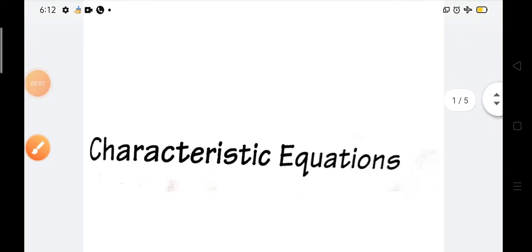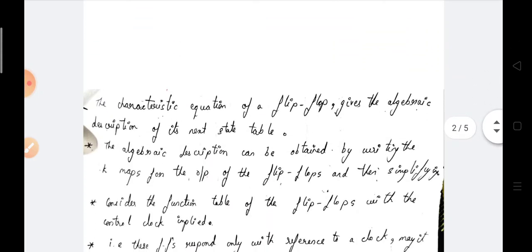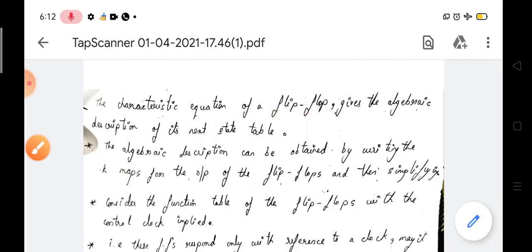We'll continue with the characteristic equations. So basically, the characteristic equation of a flip flop gives the algebraic description of its next stable state.